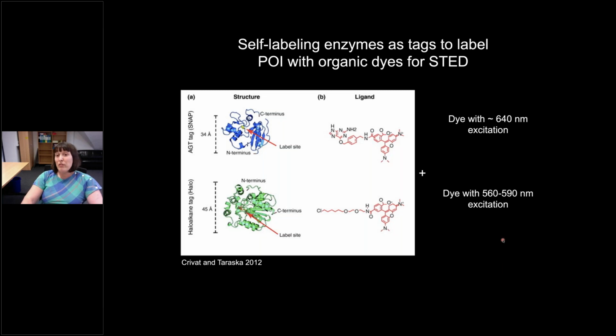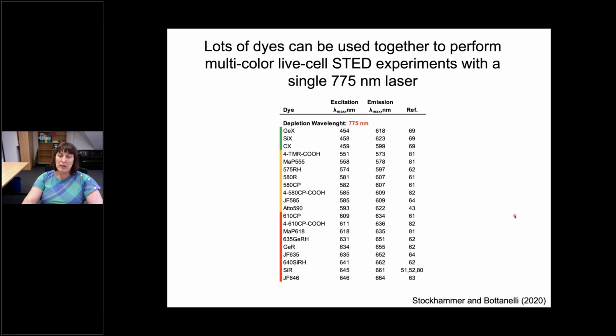However, there has actually been quite a bit of development in terms of dyes, and there are a lot of combinations of 640, far red and red dyes that can be used to perform dual color live cell STED experiments. We actually wrote a review last year about developments in live cell STED microscopy, and this is not a complete list, because a few months after we published our review, a few very important papers came out, further developing from these dyes.